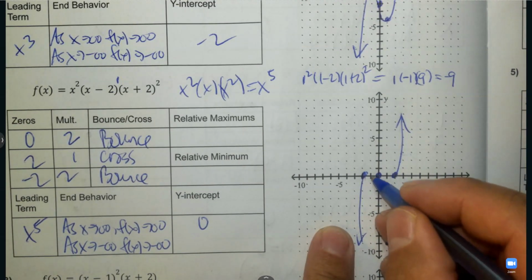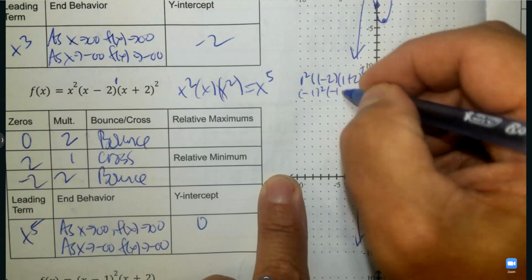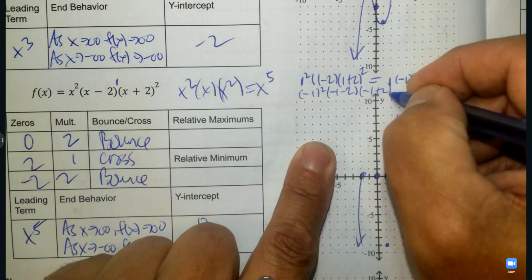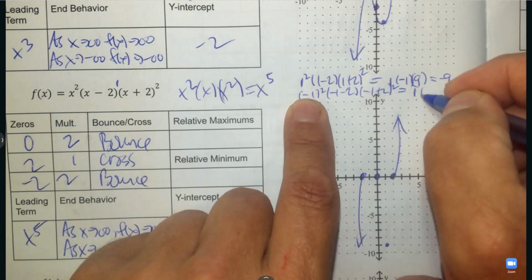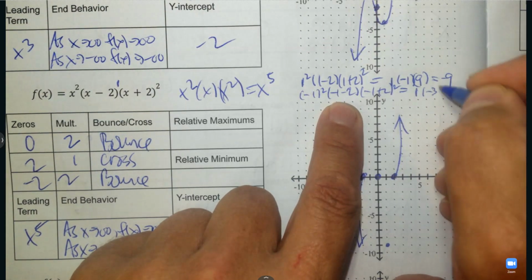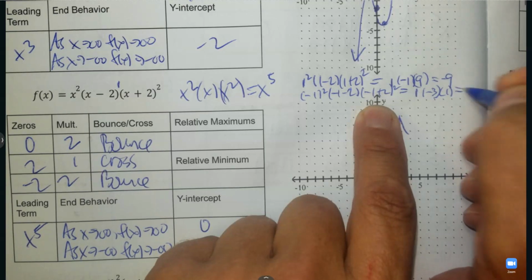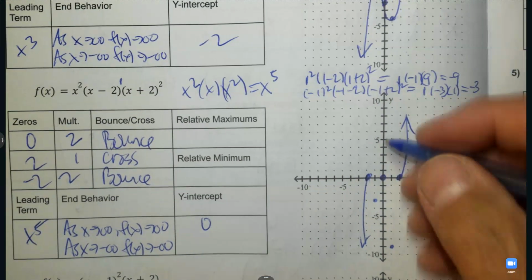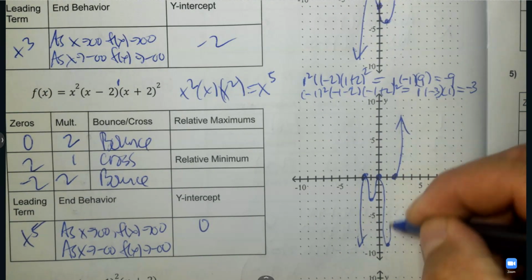I'm going to do the same thing with -1. So -1 squared, -1 take away 2, -1 plus 2. So -1 squared is 1, -1 take away 2 is -3, -1 plus 2 is 1, and 1 squared is 1. So altogether that answer is -3. And then put the pieces together and you have your graph.